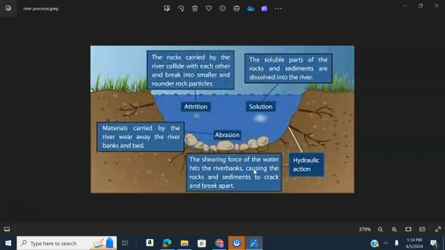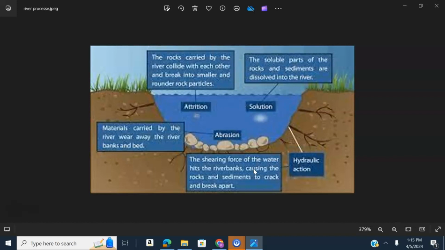Then we have hydraulic action, and hydraulic action refers to the sheer force of the water in wearing away the land. This is often seen on the banks of the channel where water flows around a bend and it crashes into the banks. Once it crashes into the bank, what it does is it basically undercuts it and causes the bank to collapse. This causes the channel of the river to eventually widen, and once the channel starts to widen over time, the river valley floor as well will be widened.